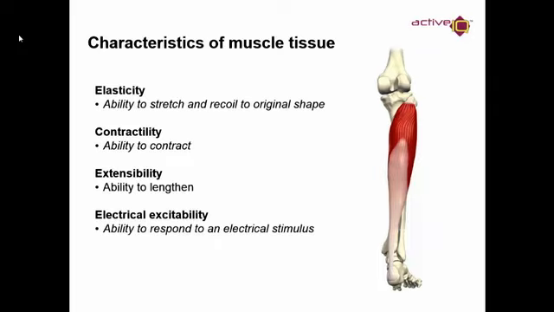It doesn't stay stuck. It's elastic and it moves around. Muscles contract and they can lengthen. They can contract and get smaller, and they can lengthen and get longer. All of these muscles respond to electrical stimulus, and the electrical stimulus they respond to is the electrical current that our nervous system uses to send messages around the body. So they're all elastic, they can contract, they can extend, and they respond to an electrical stimulus from the nervous system.